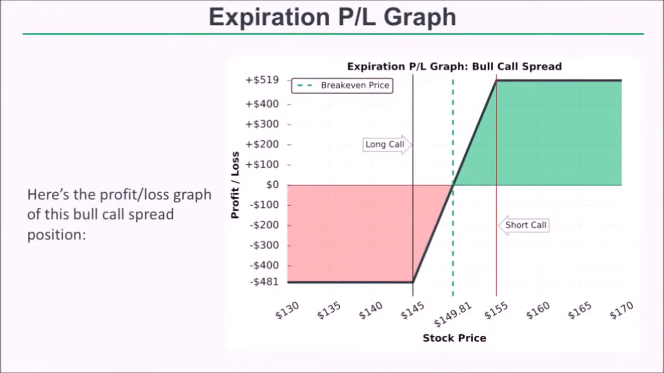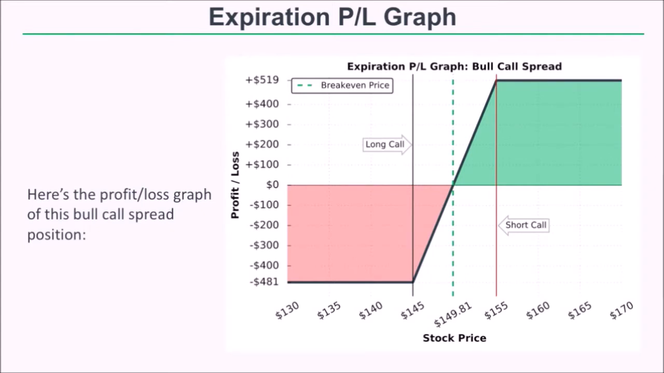Alright, so as we can see, the bull call spread has limited risk and also limited profit potential. So as we said before, the maximum loss potential is the debit we pay times 100. Now in this case, we purchased the spread for a $4.81 debit, so that means the maximum loss potential is $4.81 times 100, which is $481.